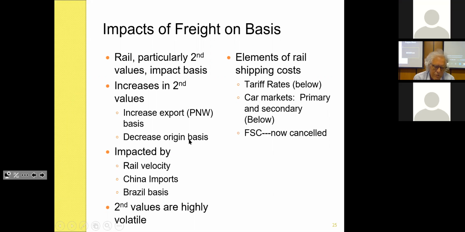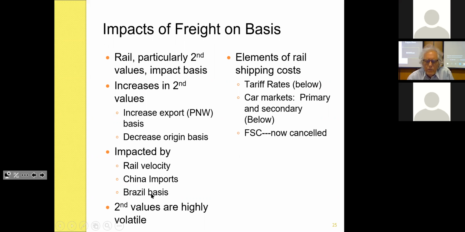Historically, on average, our statistical work says that an increase in the secondary market is about a 0.6% increase in the export basis and about a 0.4% decrease in the origin basis. This varies a lot over time, and it's probably not true today. But what's important about that secondary market, I'll show you charts in a moment, the factors that have a big impact statistically in rank order are rail velocity, level of Chinese imports, and the Brazilian basis.